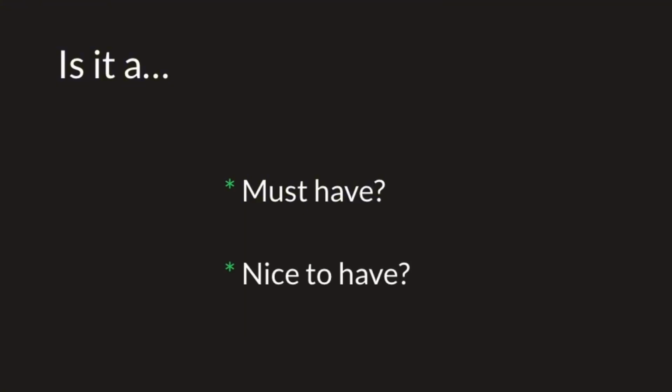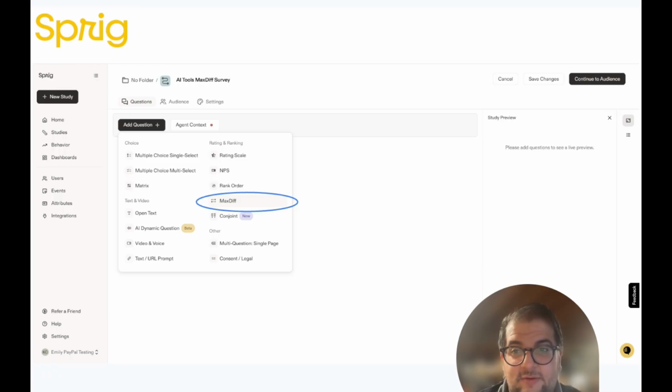But here's the thing. That rating only tells you what beat what, not whether a feature is essential or not. That's why Sprig recommends adding one more question. Is it a feature that needs to be a must-have? Is it a nice-to-have? Or is it not important? That's the killer combination that tells you not just what ranks highly, but what you can't afford to leave out.